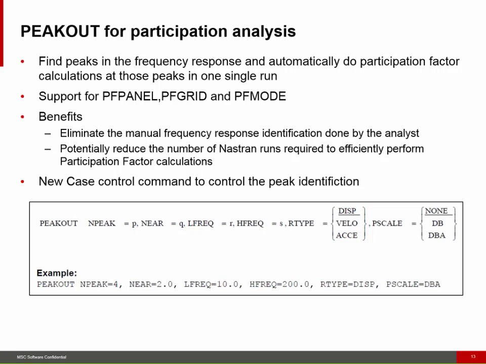And there's a new case control command to control the peak identification called PEAKOUT, where you can specify how many peaks you want. You can specify the minimum separation between the peaks, and the lower and higher frequency of interest. And you can also determine if you want to look at displacement, velocities or acceleration results, or if you look at fluid grid output, you can decide if you want to have them in linear scale, in dB, or in dBA scale.